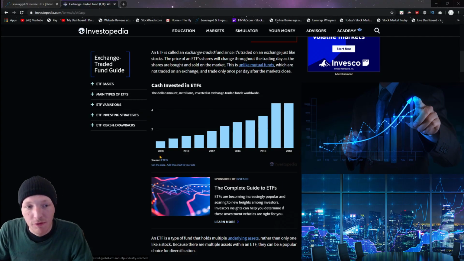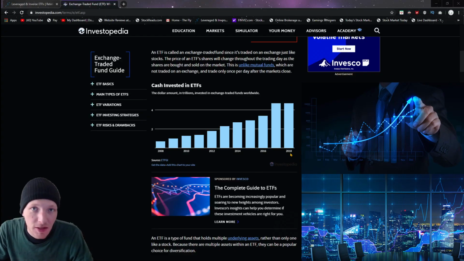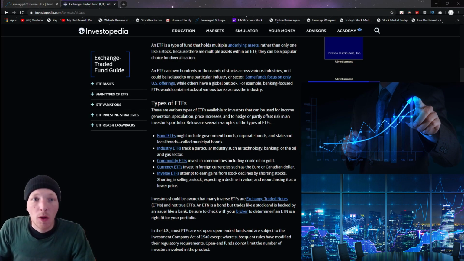Here's a graph from 2008 all the way to 2018 showing you the cash invested in ETFs, and you can clearly see every year the graph grows. More and more people are investing in ETFs and trading ETFs. An ETF is a type of fund that holds multiple underlying assets rather than only one stock. Because there are multiple assets within an ETF, they can be a popular choice for diversification.